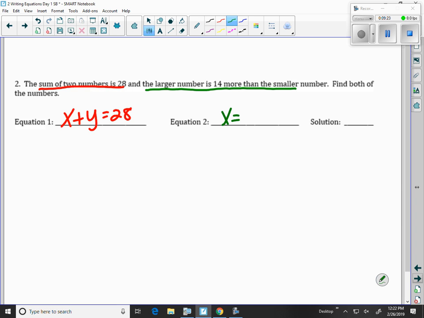So x equals, here's how I know to use equals there. The larger number, we're saying that's x, is. The word "is" means equal to. So the larger number is equal to 14 more than. If I have 2 Skittles and Audrey has 14 more than me, what would you do? You would add it. So 14 more than the smaller number is 14 plus y. Does that make sense? Okay, let's put it into Desmos.